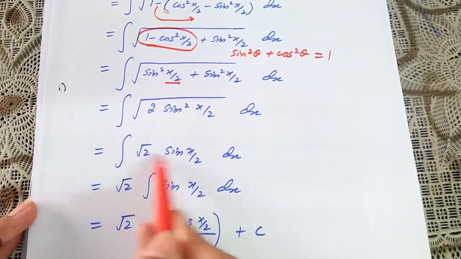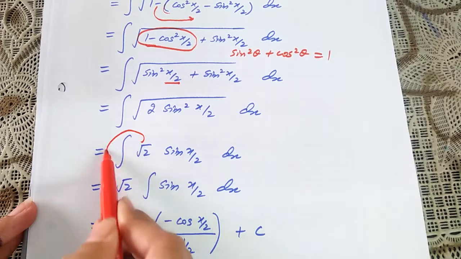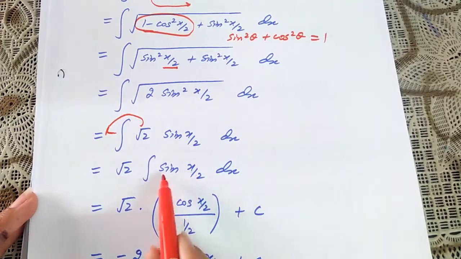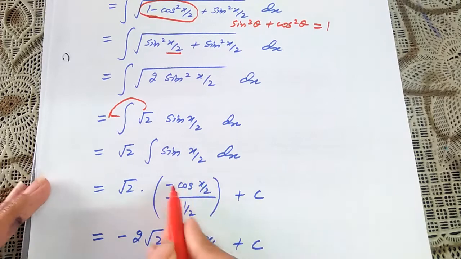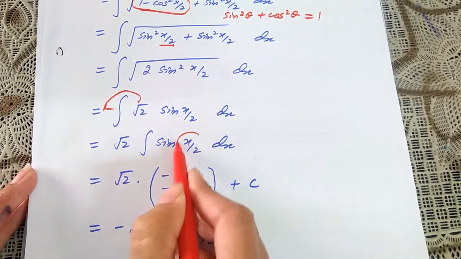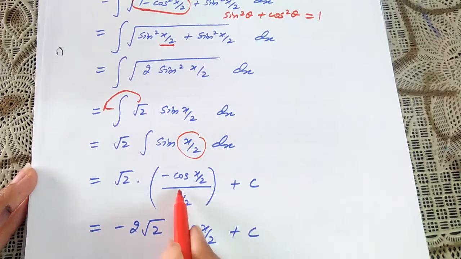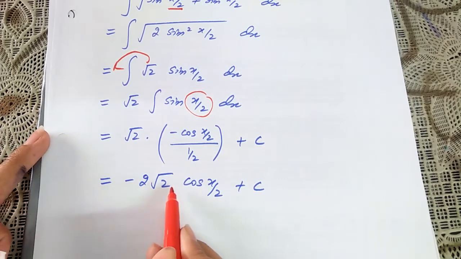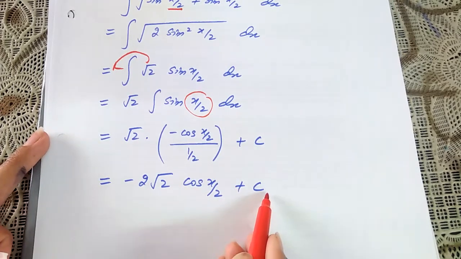We'll get square root 2 sine x by 2. Take this constant outside. Now we can integrate sine x by 2. This sine x by 2 will be integrated as minus cos x by 2, and the derivative of this part is 1 by 2. So we'll get minus 2 under root 2 cos x by 2 plus c.